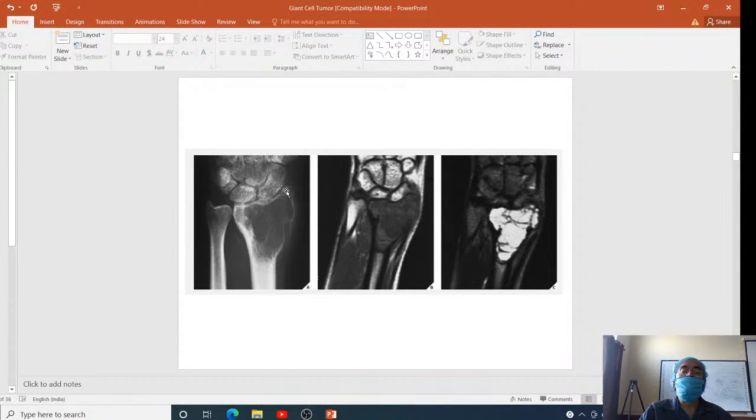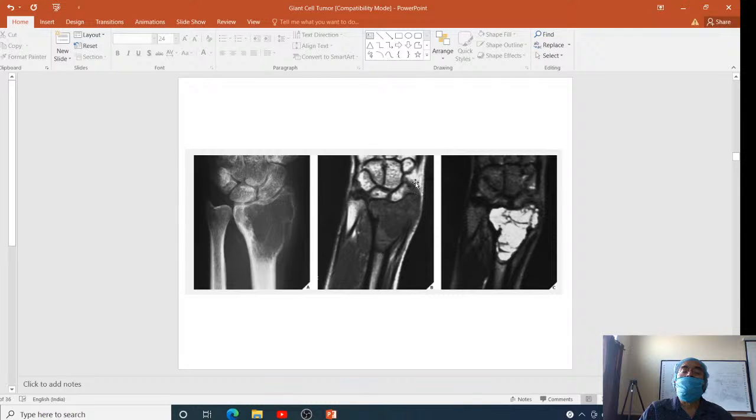And you can see the cortex is thinned out and there is ballooning. That means an expansile lesion, eccentric lesion, epiphyseal, and you can see the cortex encapsulated. You can see the normal bone beyond the tumor. So the tumor is up to here. It has a capsule. That means encapsulated. So if you touch it, you can feel the eggshell crackling. So this is the scan appearance. You can see there is a cortical break here.